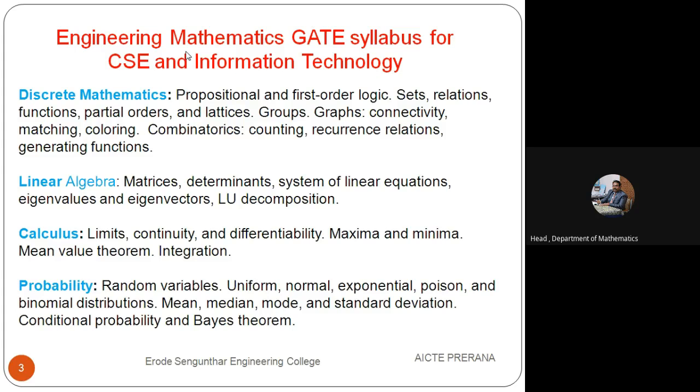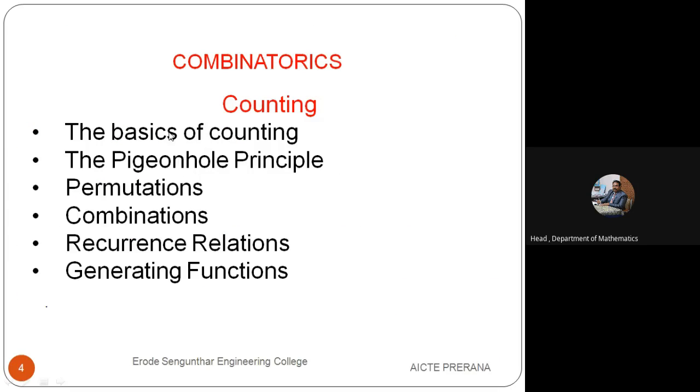Here there are four major subjects: discrete mathematics, linear algebra, calculus, and probability. In this session, we are going to see the topic combinatorics in discrete mathematics. Combinatorics consists of counting, recurrence relations, and generating functions. These are the basic counting principles: the basics of counting, the pigeonhole principle, permutations, combinations, recurrence relations, and generating functions. These are the counting techniques we are going to see.